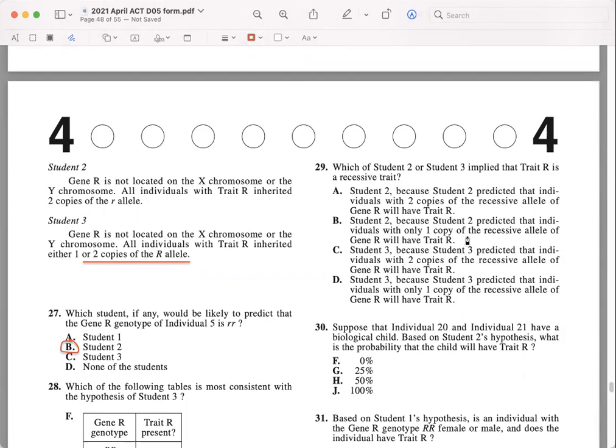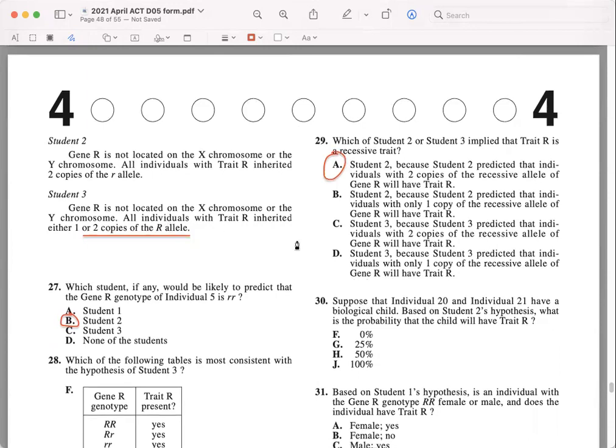Wait, is it... it's a recessive trait because you would need to have 2 copies of it to be present, right? If it was just 1 copy of small r and the other one was capital R, then it would have to be, yeah. So it's A, right? Student 2 predicted that individuals with 2 copies of the recessive allele of gene capital R will have trait R. So only when both are recessive alleles will this trait appear. So then it's obviously student 2, option A, right? Yeah. So B is just wrong because it talks about just 1 copy, and that's not what it says.